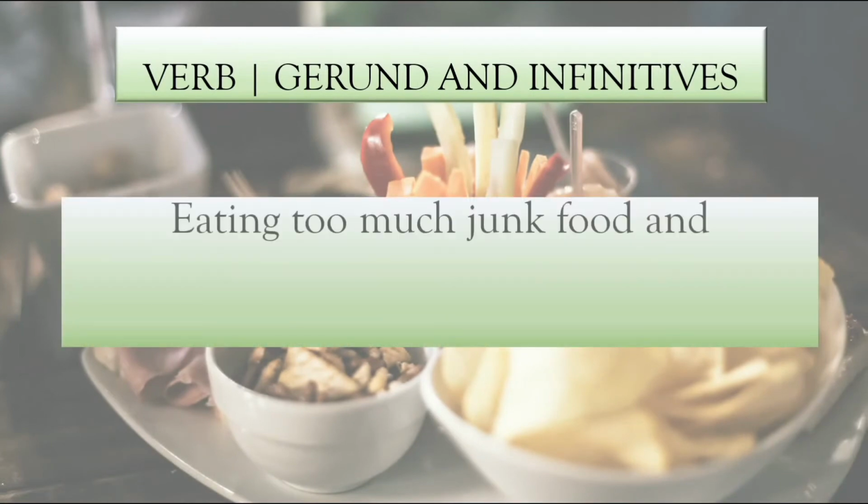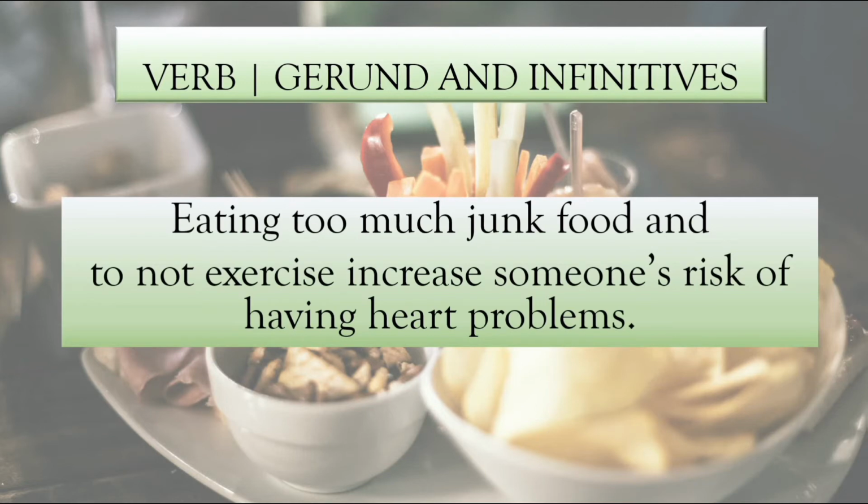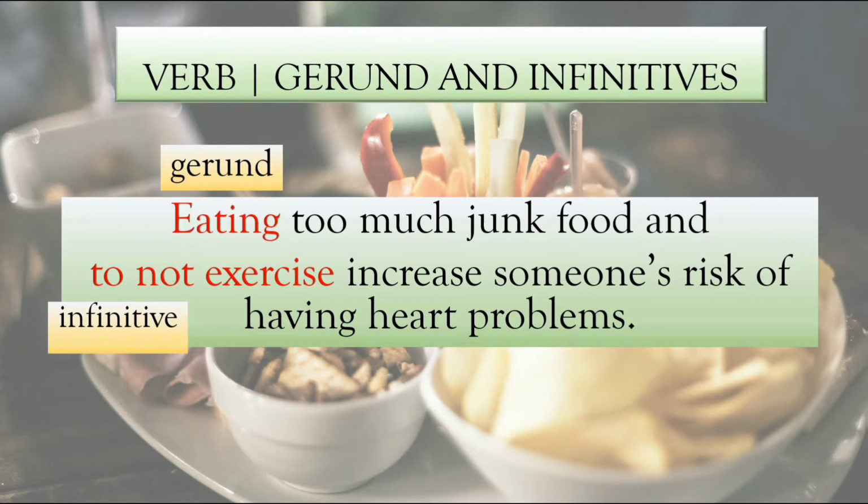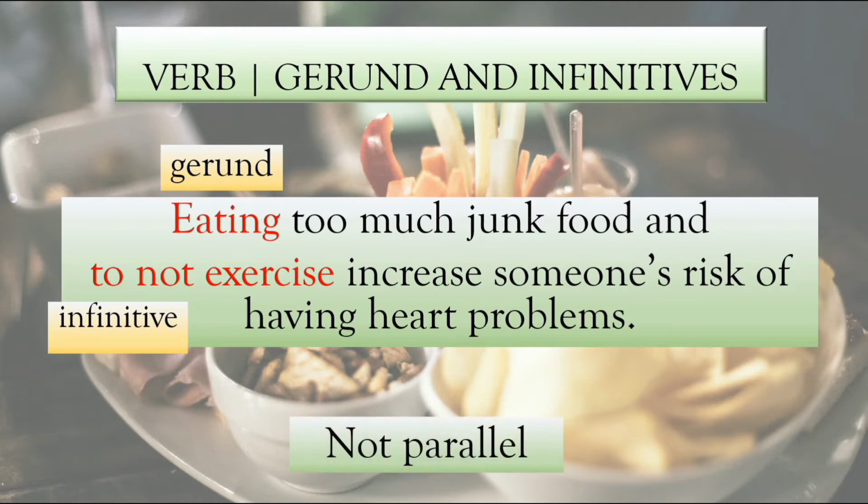The topic: health. Eating too much junk food and to not exercise increase someone's risk of having heart problems. Let's highlight eating and to not exercise. Eating is a gerund which functions as a noun, while to not exercise is an infinitive in its negative form, which also acts as a noun. But because of the incongruencies in the verb form, we could say parallelism is not observed.